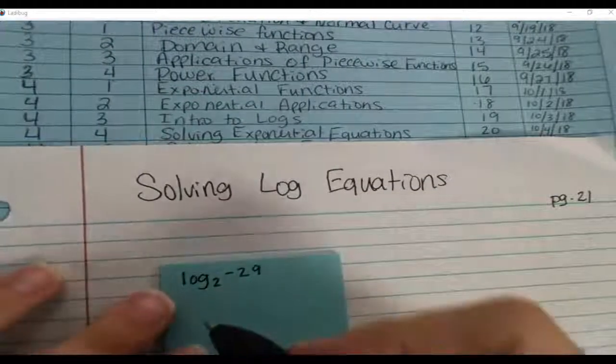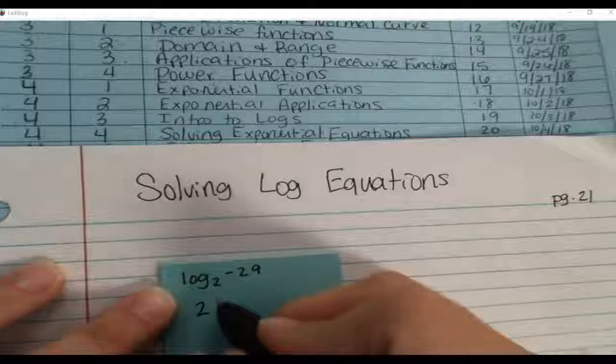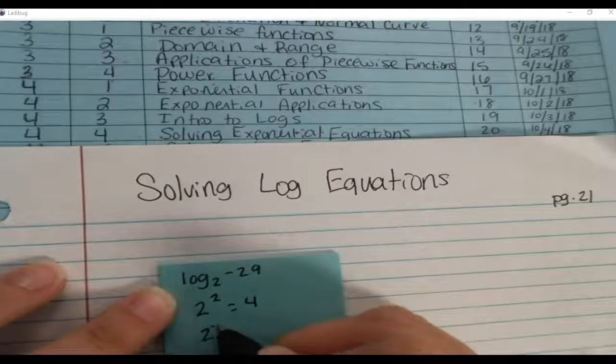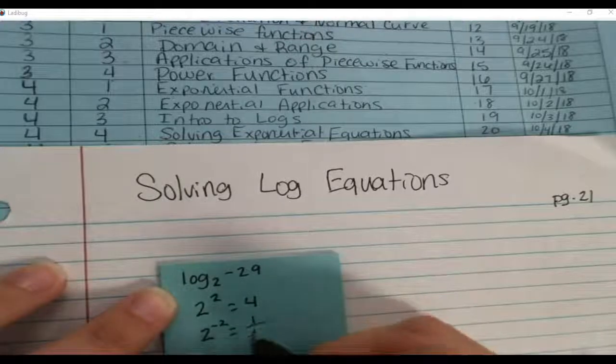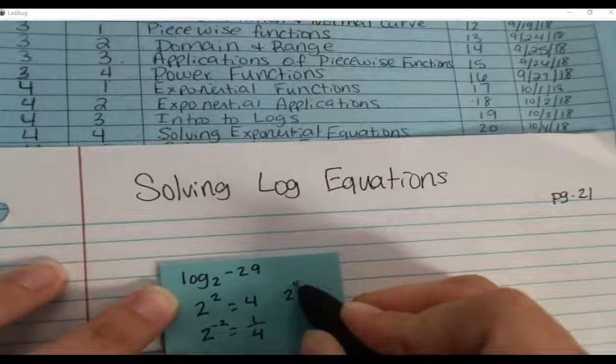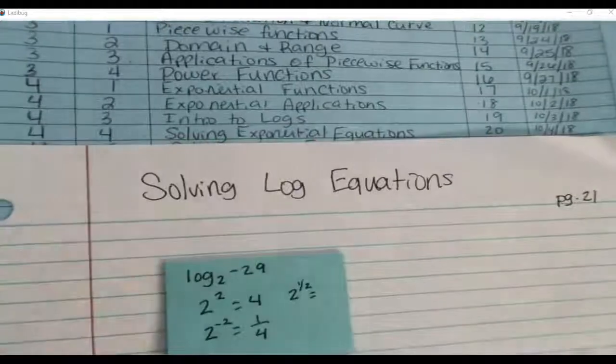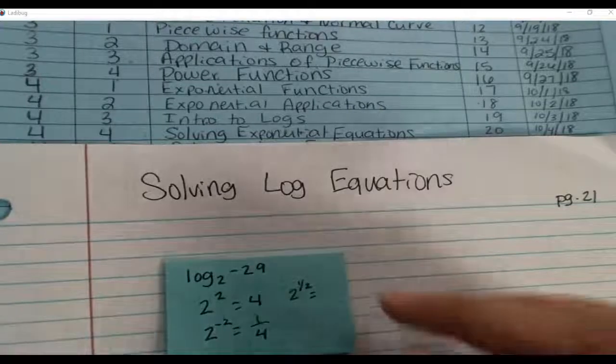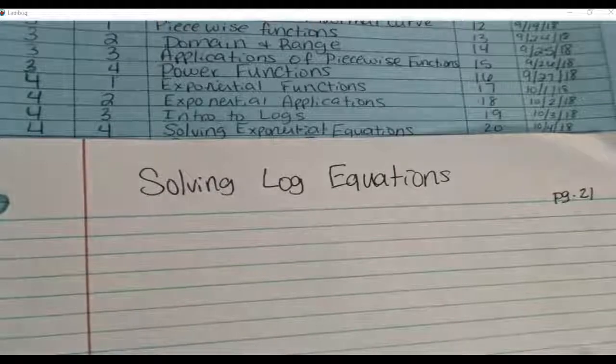So like if we thought about 2 squared, that would give us 4. And 2 to the negative 2 gives us 1/4. And even if we do 2 to the 1/2, that still gives us a decimal. So there isn't a time where an exponential is going to give you a negative. Okay? So that's why you can't take the log of a negative number, or 0. So keep that in mind today as we are solving these equations.